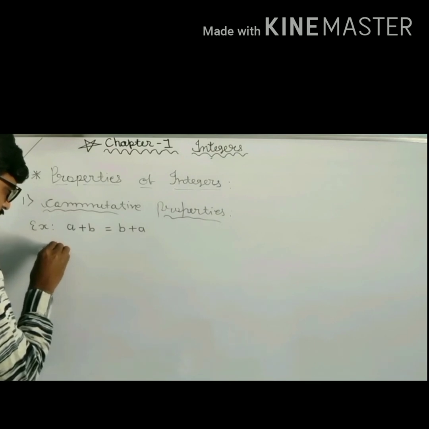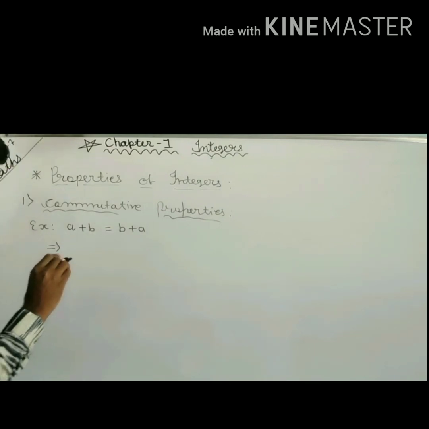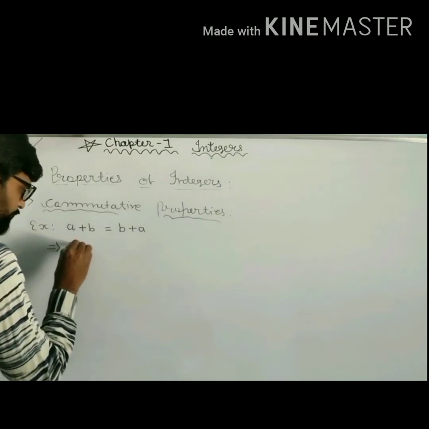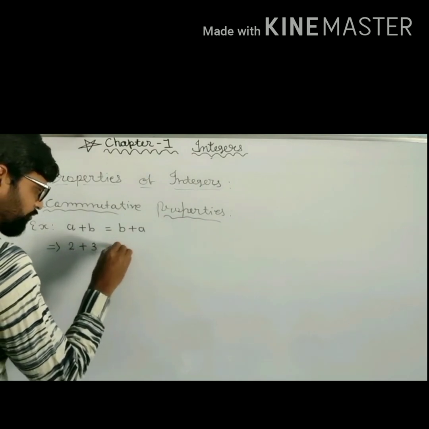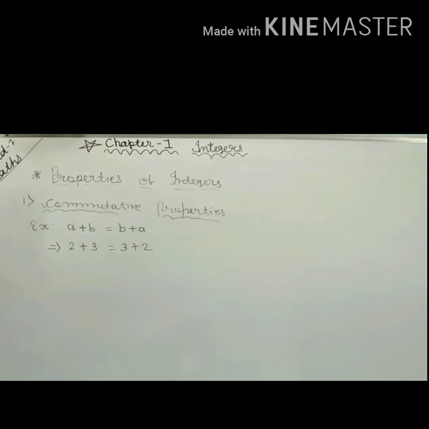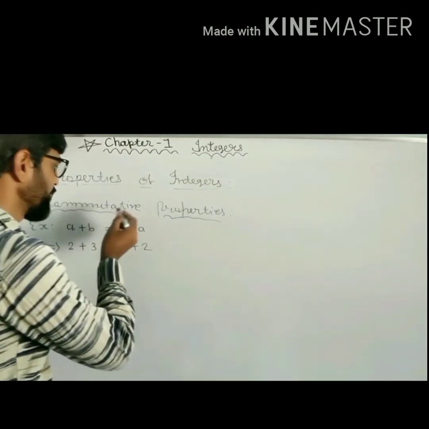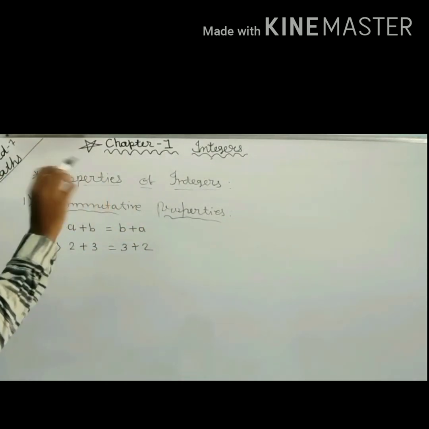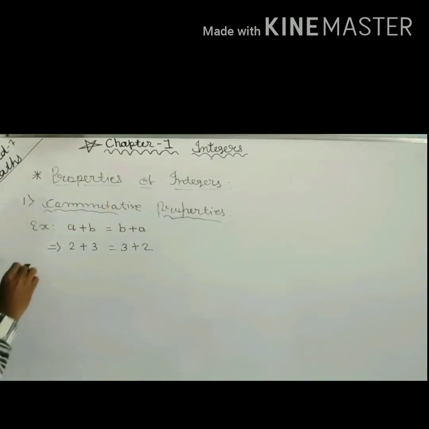Now take it with digits or integers. 2 plus 3. You can also write this 3 plus 2, because the answer will be the same for both. Now, commutative property of multiplication.